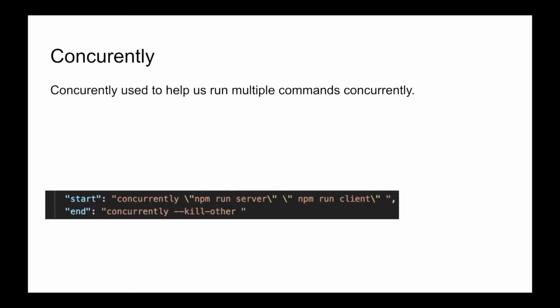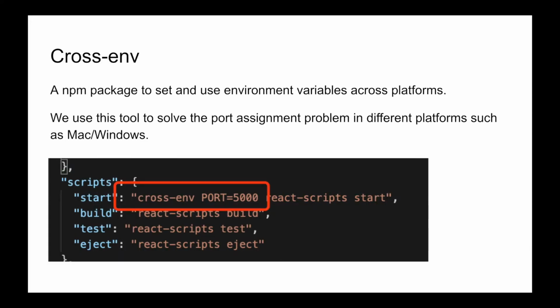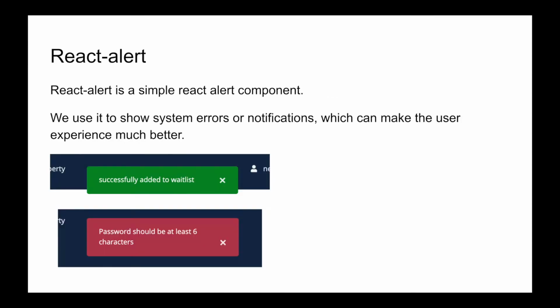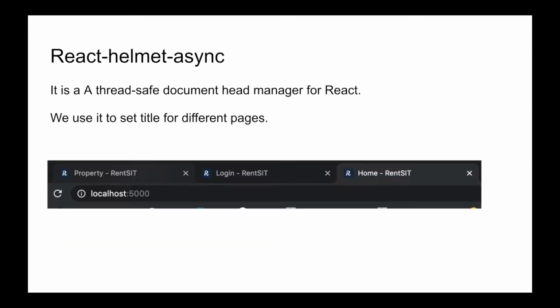We use some other independent technologies. For example, we use concurrently to help us run multiple commands concurrently, especially for the server-side code and the client-side code. And we use cross-env to solve the port assignment problem on different platforms, such as macOS and Windows. We use React Alert to show the users our errors and notifications. This makes the user experience much better.